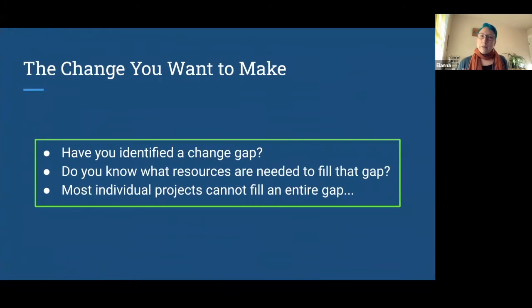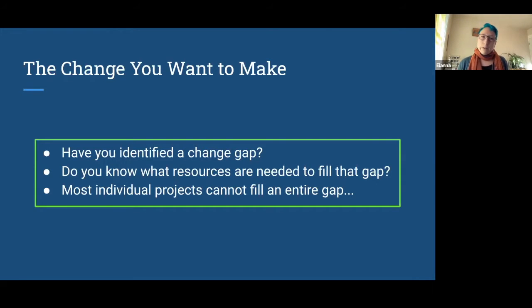Okay, so the change you want to make. Have you identified a change gap? And what is a change gap? In a lot of projects that people want to do for their communities, they're trying to address a problem or a systemic issue or something in the community that is not functioning well, and bring some resources there to fill that gap. So it's also seen as moving the dial in a positive direction.